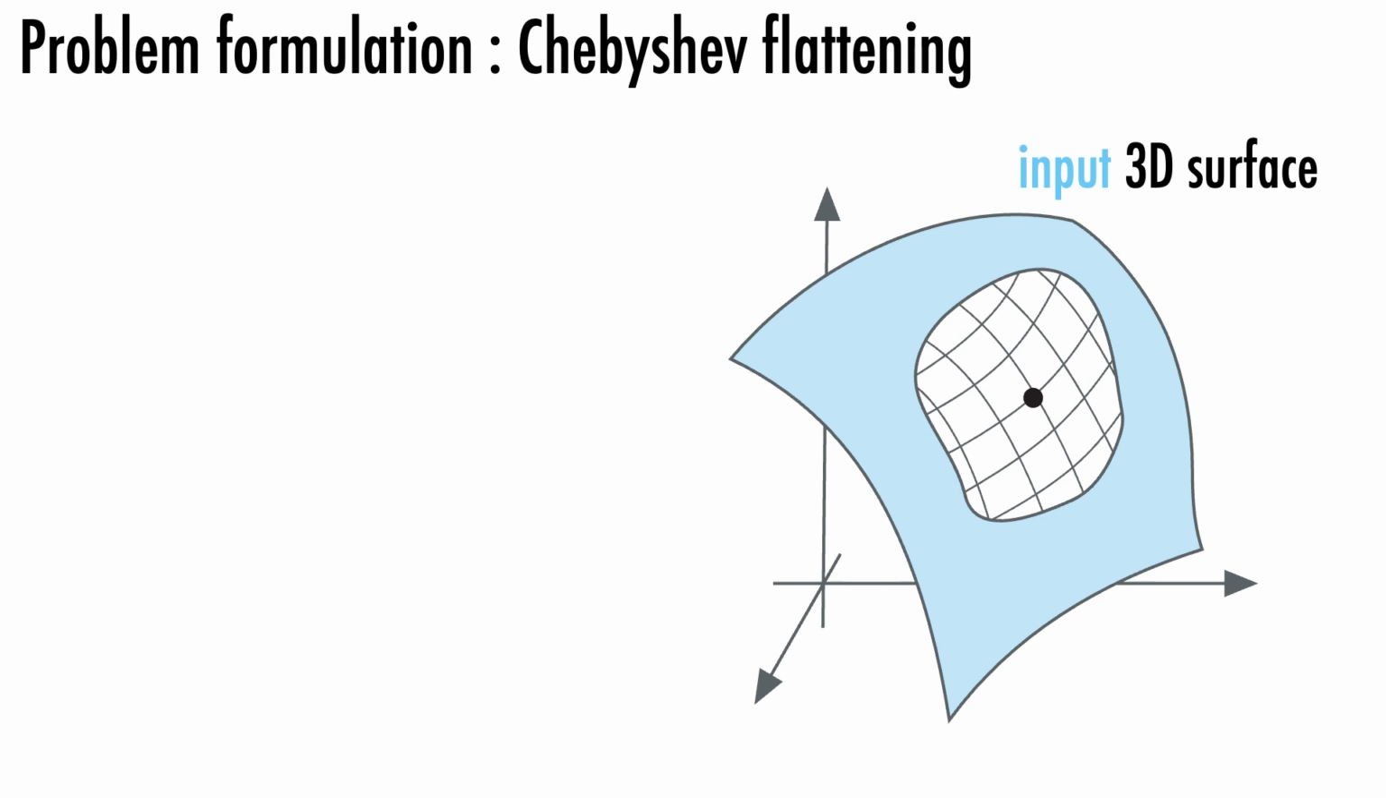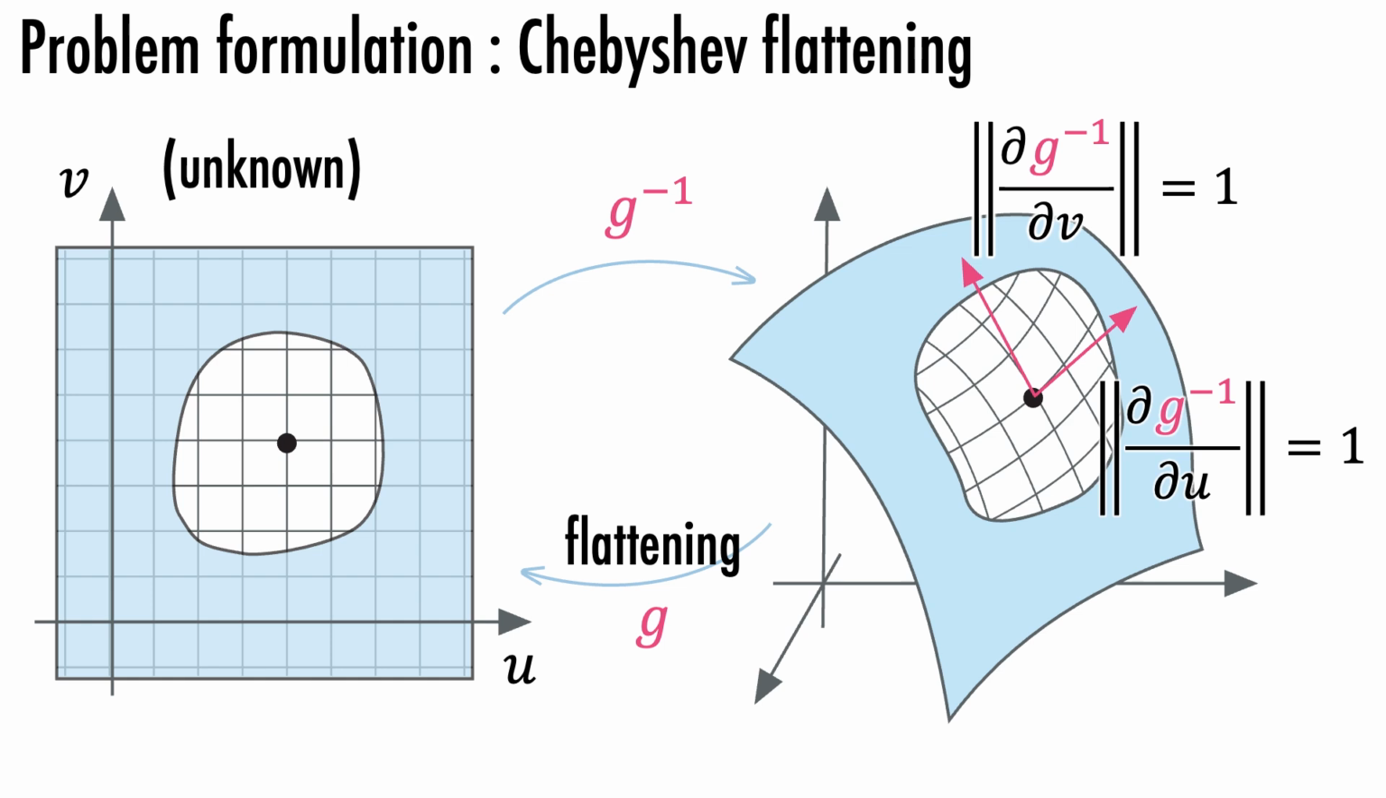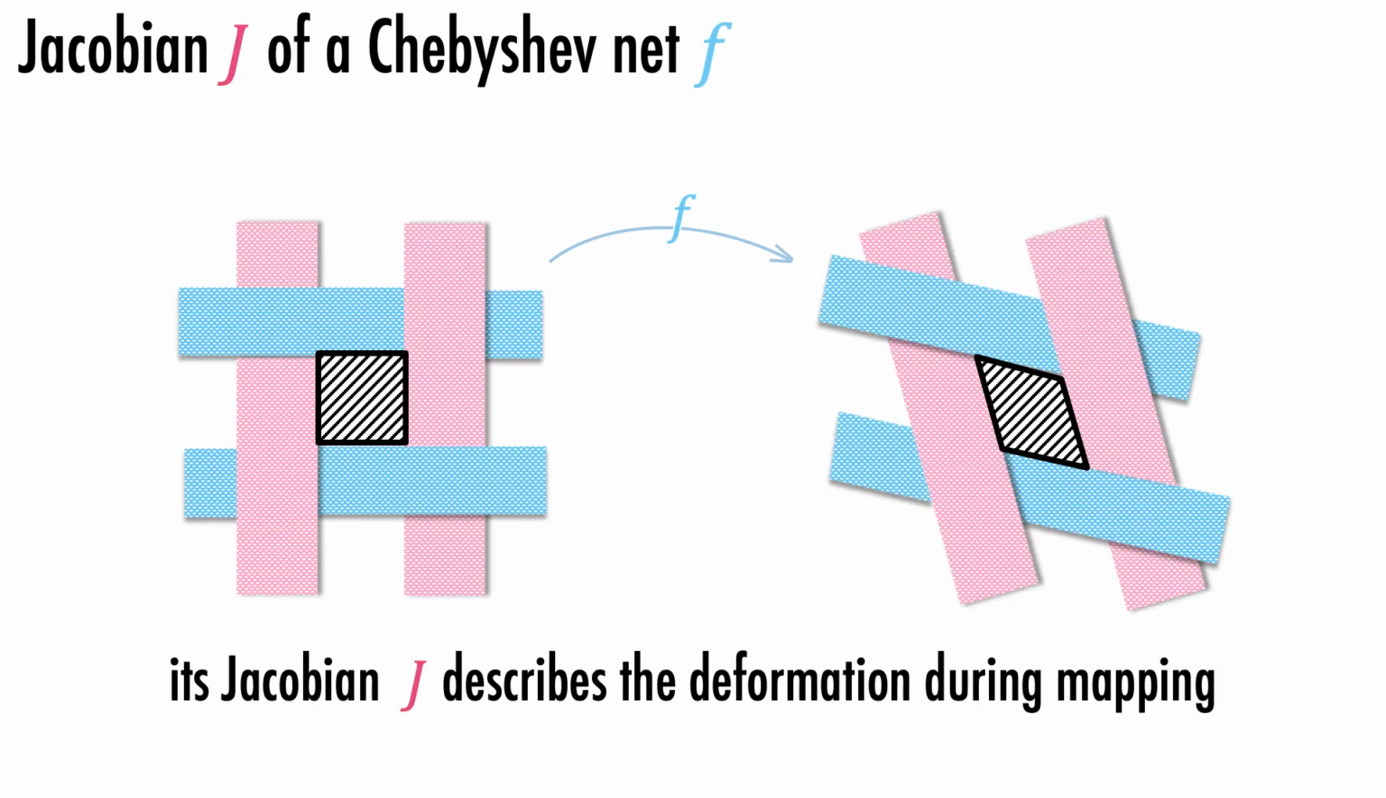In the world of discrete geometry, we are usually given as input a 3D triangle mesh without UV coordinates. Therefore, our objective is to solve for a flattening function such that its inverse is a Chebyshev net. We call it a Chebyshev flattening function. This task is challenging since the constraints on the inverse mapping include unknown yarn directions, namely the UV coordinates that need to be solved. Our formulation is based on the Jacobian of the parameterization f.